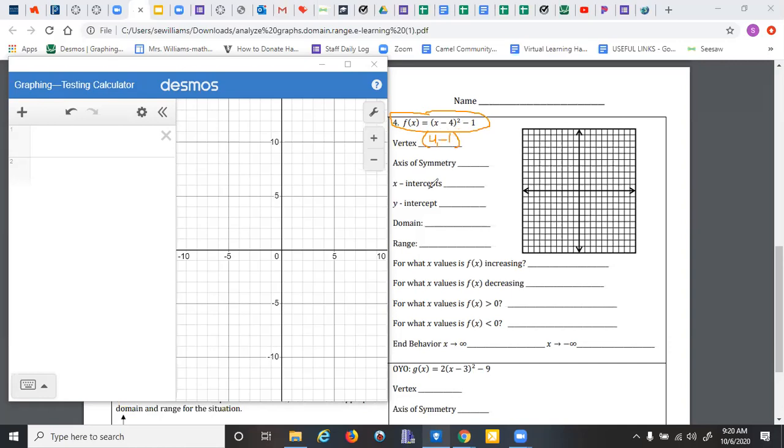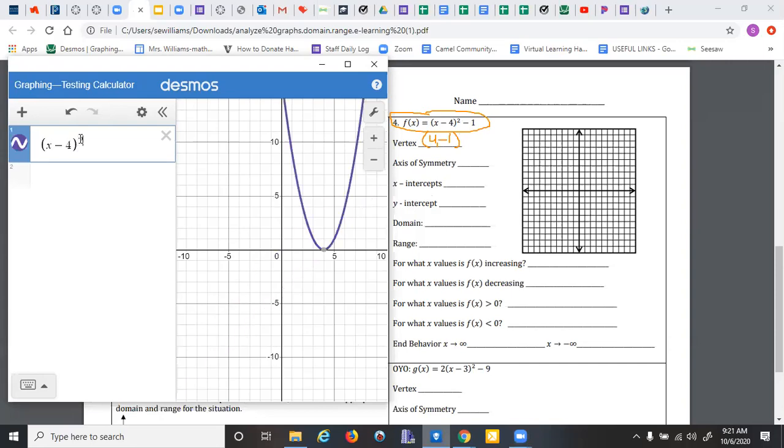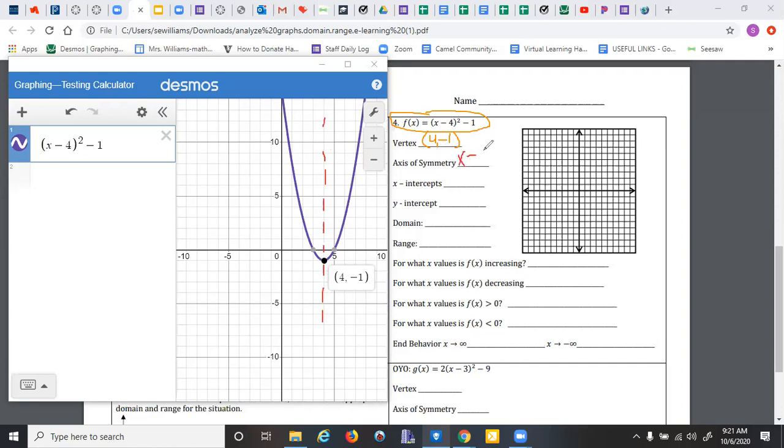All right, how can I find the x-intercepts and y-intercepts? Desmos. Good, in Desmos. So there's your vertex, 4, -1. Your axis of symmetry is here. How can I write that? X equals 4. Good.